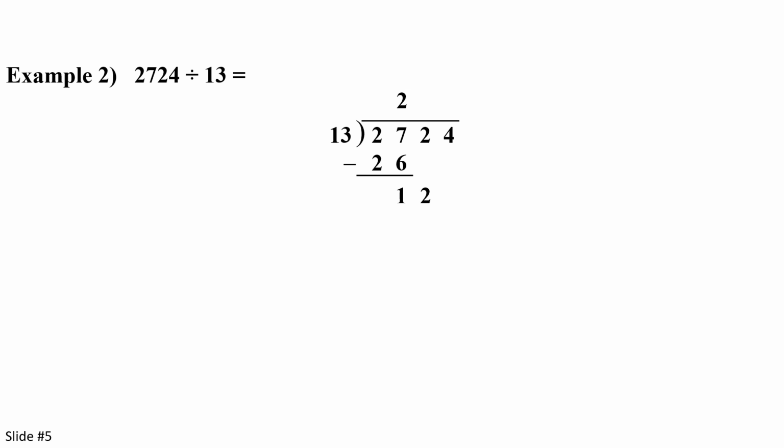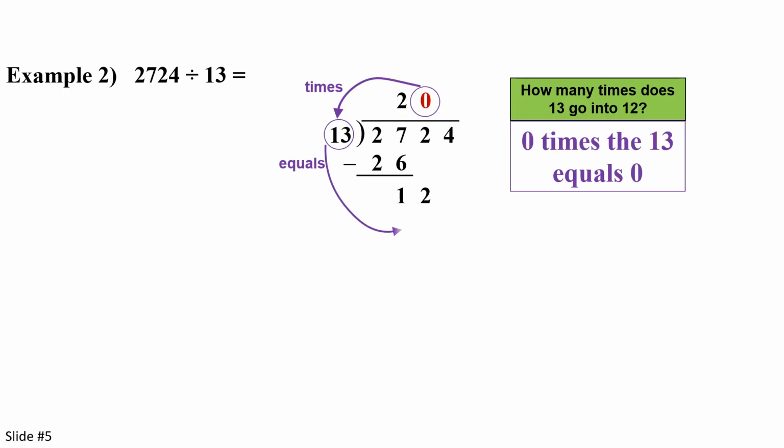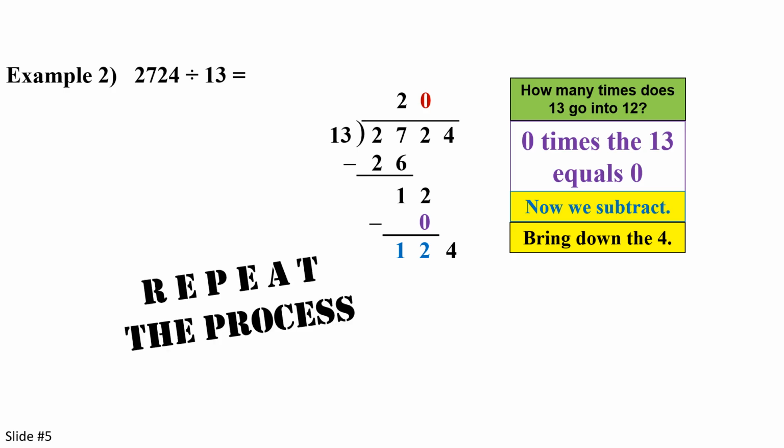So, how many times does 13 go into 12? Well, it doesn't. It goes in 0 times because 12 is too small, or 13 is too big, depending on how you want to look at it. So 0 times 13 gives us 0. Again, we follow the same process, whether we put a 0 on top or a number on top. And now we subtract. And now we bring down the next number, 4. Now we repeat the process again.